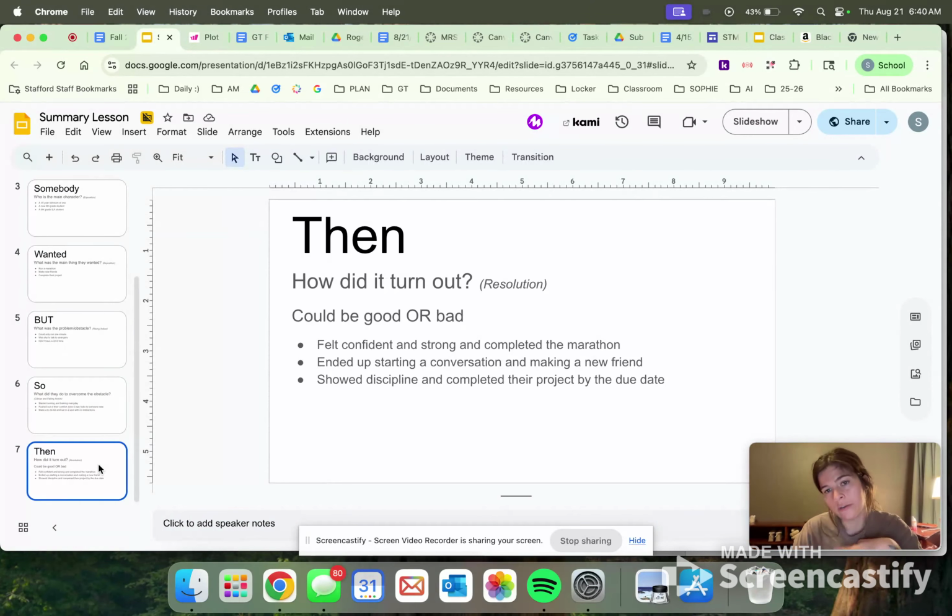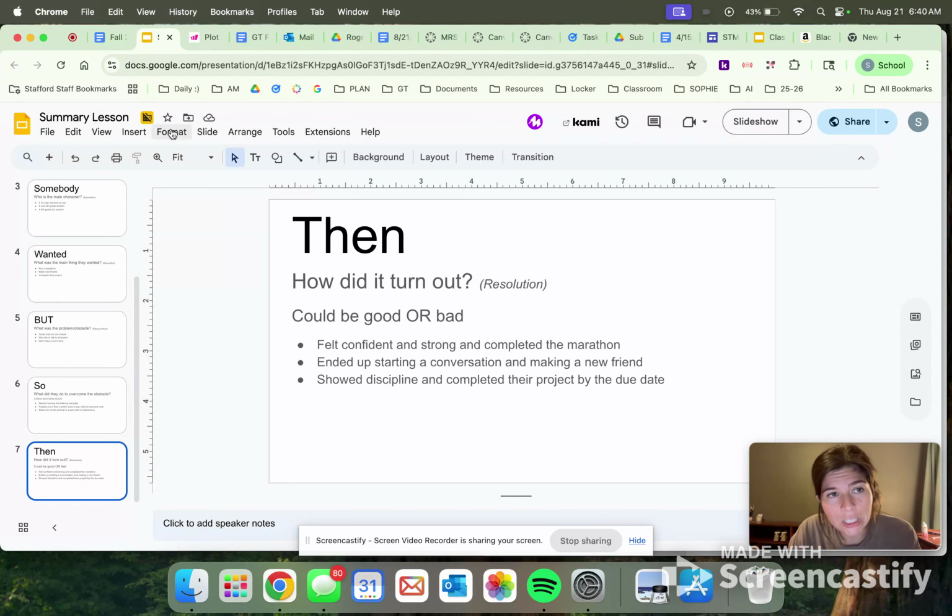Then, how does it turn out? This is like the resolution of your story. It could be good or bad. It's just how it ends. So maybe if we're talking about the 30-year-old mom of one, she follows her training plan, she commits to it, she gets really good and strong, and then she's able to cross that finish line. If we're talking about the dad, he builds his diorama, the dog eats his diorama, he decides, you know what, it's actually kind of funny. He gives it a new name, he takes it to school, then it turns out awesome. Everyone loves it. They laugh, they think it's great, etc.